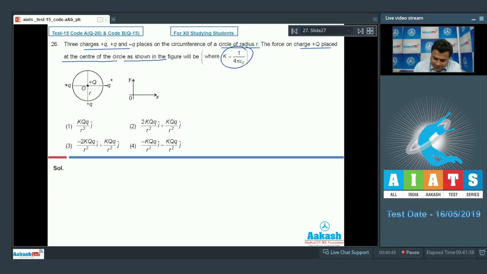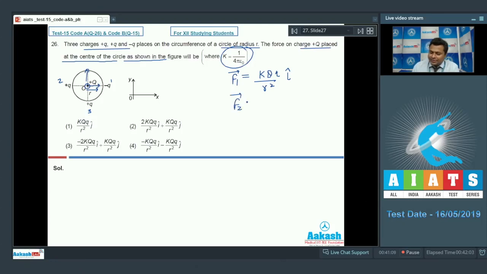Now see, suppose this is charge number 1, this is charge number 2, this is charge number 3. The forces on this plus Q: charge number 1 will attract, say F1. Charge number 2 repels, say F2. Charge number 3 repels, say F3. Now F1 can be written in the vector form as k q Q divided by r square, plus i cap.